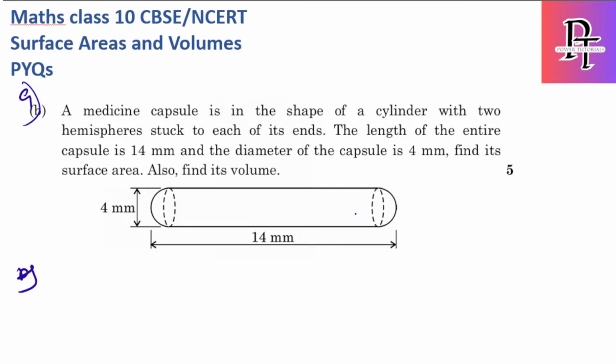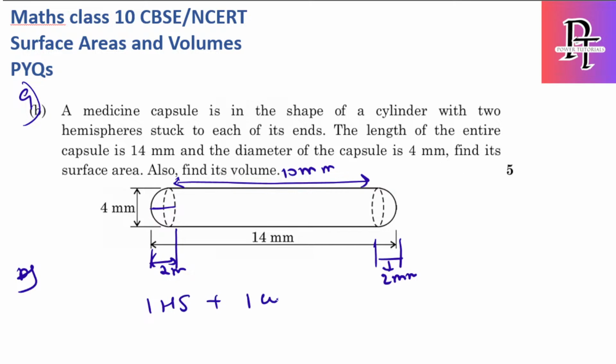Okay. So first let's understand what the structure is. We have a cylinder here, in between, and then 2 hemispheres above and below. So this total diameter is 4. So if I understand, this is nothing but radius. So this will become 2. Same way here also, this is 2 mm, 2 mm. So the between, which is cylinder part, we'll have how much? 14 minus 2 minus 2, which is 10 mm. Okay, cylinder height is 10, so it is 1 hemisphere plus 1 cylinder plus 1 hemisphere.